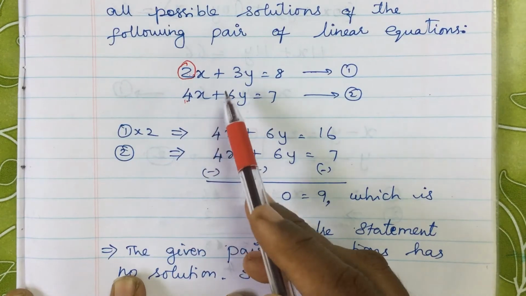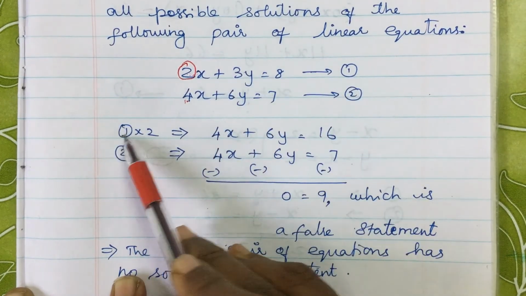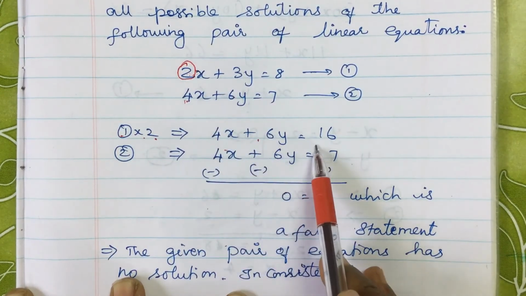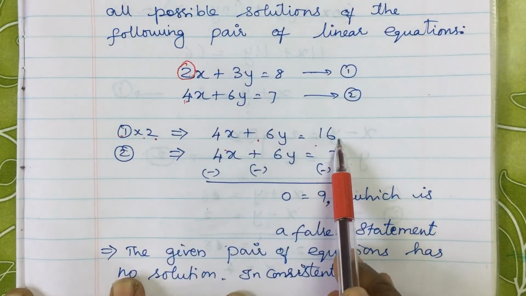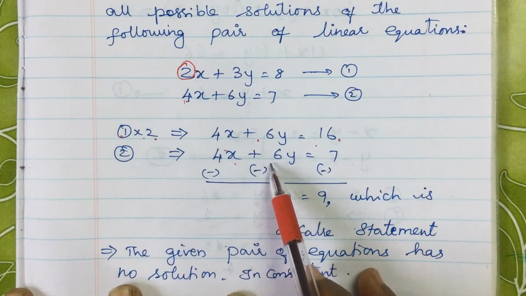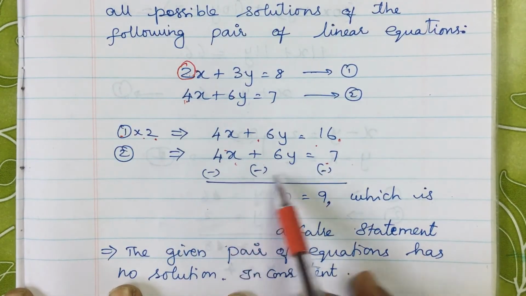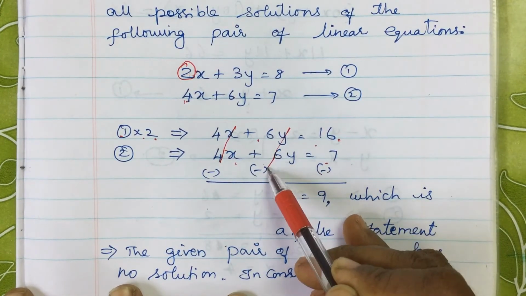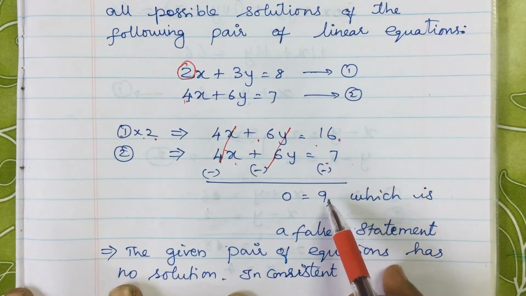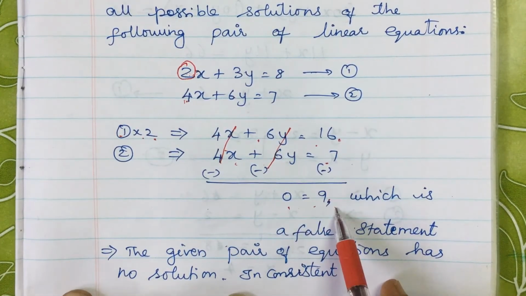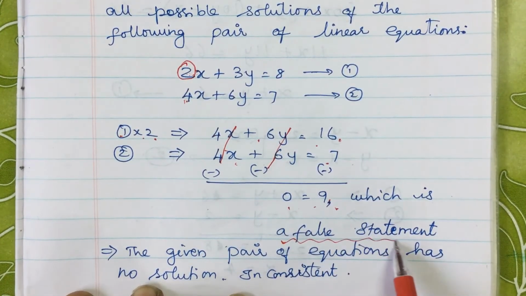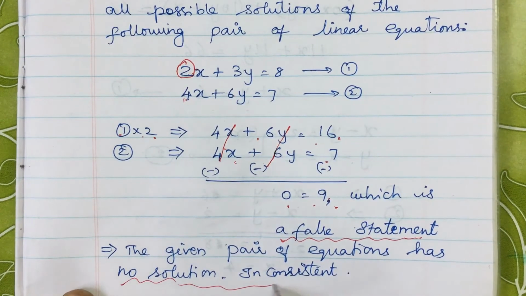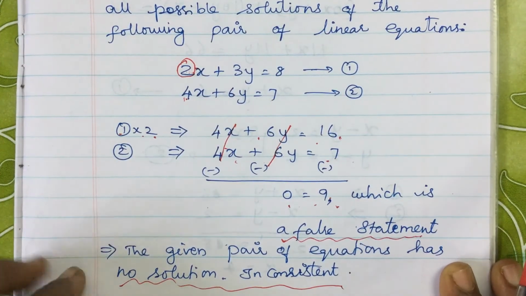So then it is easy for you to cancel the equations. The first equation I am multiplying by 2, so this will become 4x plus 6y equal to 8 into 2 is 16, and I am writing the second equation as it is. I am changing the signs. So what happens, the x variable is getting cancelled, the y variable is also getting cancelled, and here I am getting some 9. So here 0 equal to 9, which is a false statement. Therefore they have no solutions. The first system of equations is inconsistent, right?